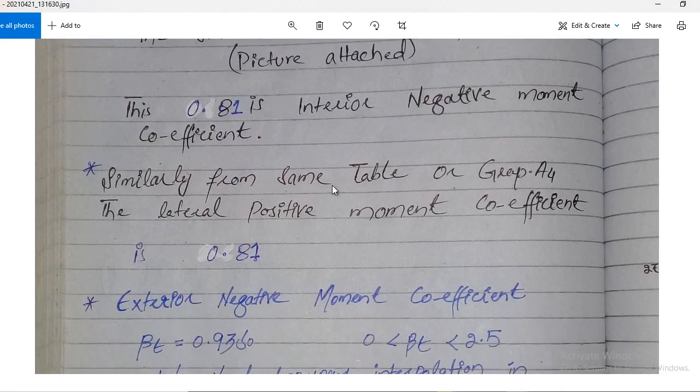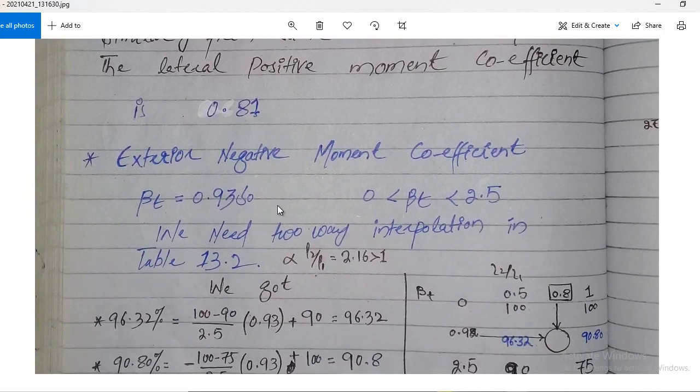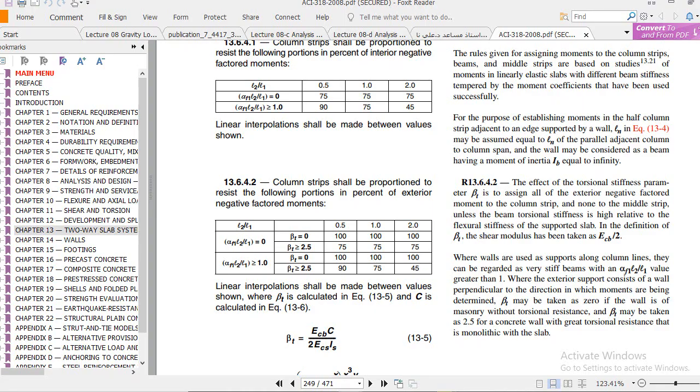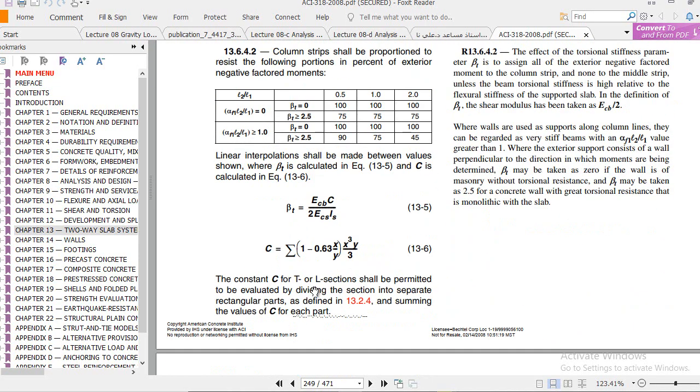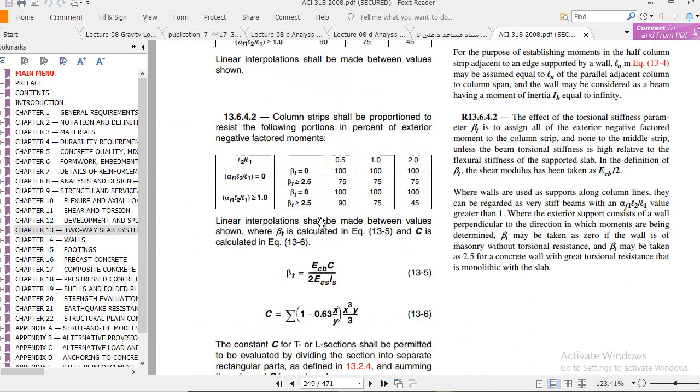Now similarly, from the same table and our graph F4, the lateral positive moment coefficient will be 0.81. For that purpose, remember, you have to use this table, this one. Okay, positive factored moment. But for exterior negative moment, E negative, basically from graph F4 we got 0.93.